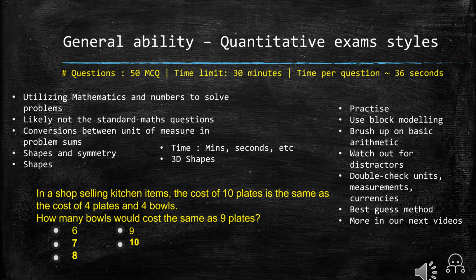These examples provide a glimpse into the types of questions that may be included in the ACER General Ability quantitative exam. It is therefore important to note that the actual exam may feature a combination of these question types and may vary in difficulty and format. So, as always, students are encouraged to prepare by practicing similar types of questions and really familiarizing themselves with concepts and strategy involved in quantitative reasoning. There are many ways that you can prepare. For instance, brush up on basic arithmetic, watch out for distractors, double check units, use the best guess method, as well as block modeling, and more in our next videos as I dive more into details of some of the strategies that you could be using.